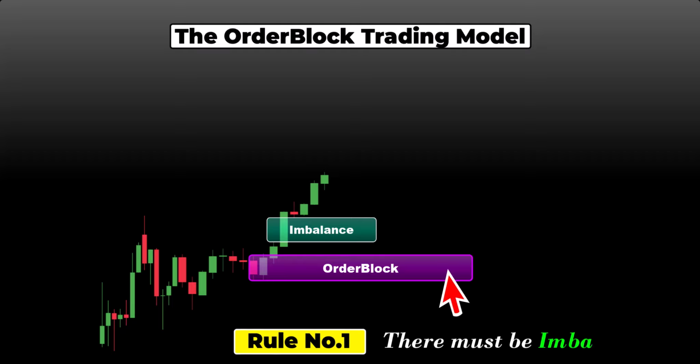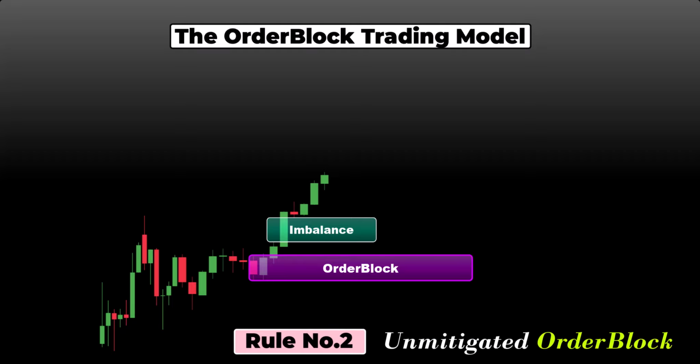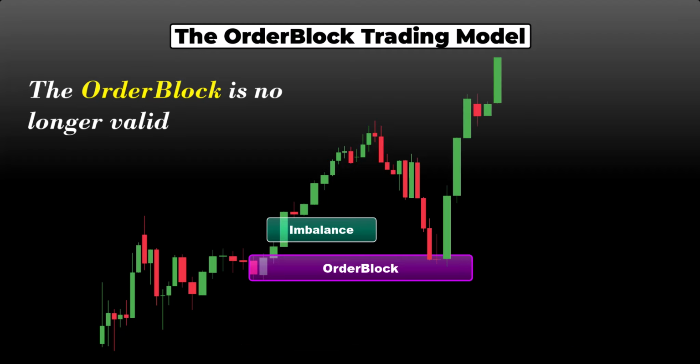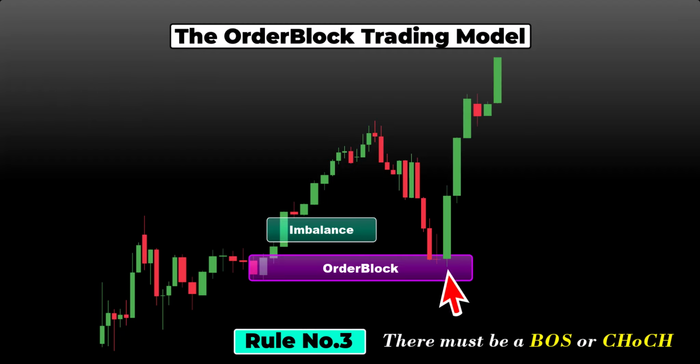That's your order block. Rule number 2, the order block must be unmitigated. So if the price has already tapped into the order block, it's no longer valid. The institutions have filled their orders and moved on. Rule number 3, the order block must be confirmed with a break of structure or change of character. Without this, it's just guesswork.